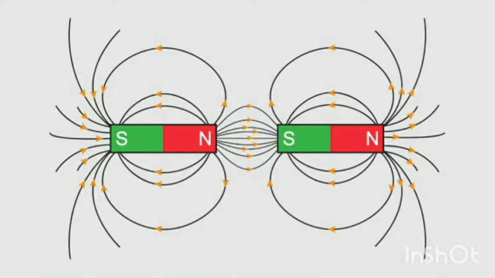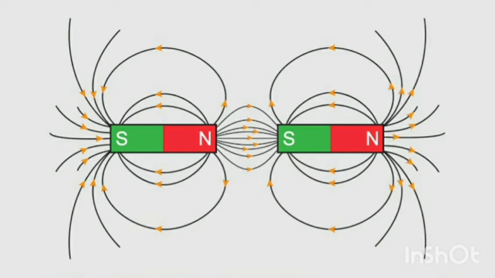Next, we are discussing some properties of magnetic field lines. The first property of the magnetic field lines is, in air, the magnetic field lines start from the north pole and end at the south pole of the magnet. Clear? The first property, in air, the medium is air. The magnetic field line starts from the north pole and ends at the south pole of the magnet.